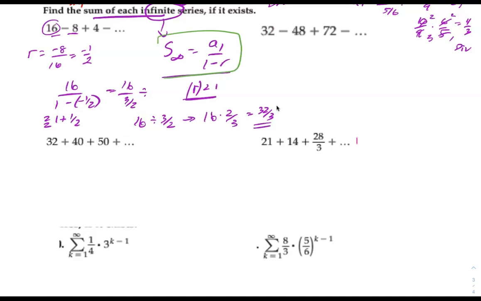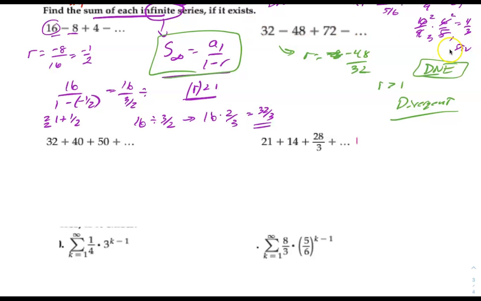So again, this is our formula. First thing you want to find is your r. So in here I get negative 48 over 32. Now again, I don't care about the sign. The sign does not matter to me. So is this a number bigger than 1? In this case it is. 48 is bigger than 32. R is greater than 1, so it's divergent, so I cannot find it. Not possible. So does not exist. The infinite sum does not exist there.